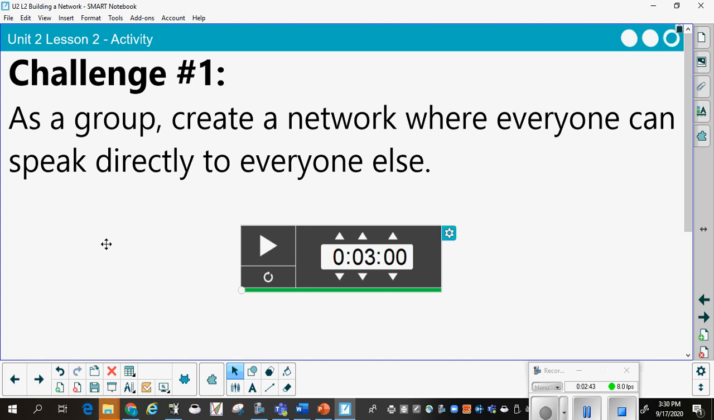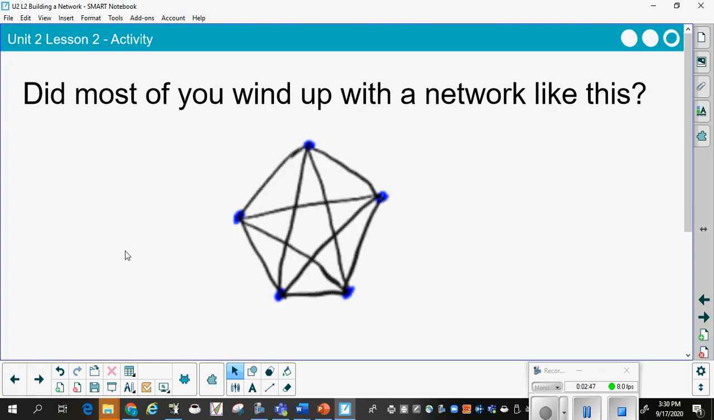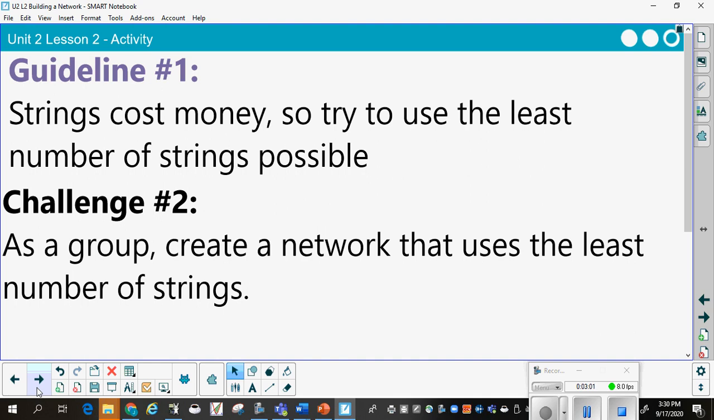Now you're back, and hopefully you have your network. Does it look something like this? You connected a string to everybody, and everybody connected to you. Fantastic. But here's the guidelines.